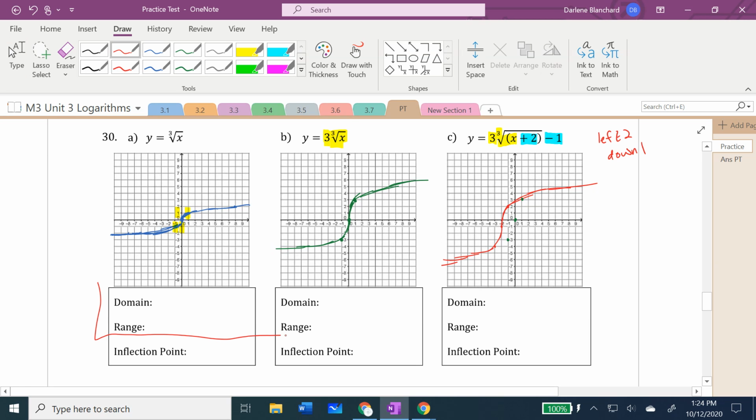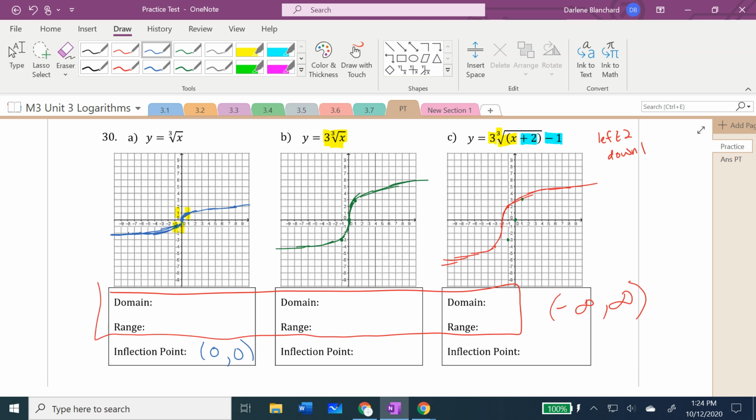Just like x cubed, domain and range, all across the board, negative infinity to positive infinity. And just like x cubed, the inflection point is at the origin. It's just when it's x cubed, it's a flat inflection point. When it's cube root, it's more of a vertically sloped inflection point.